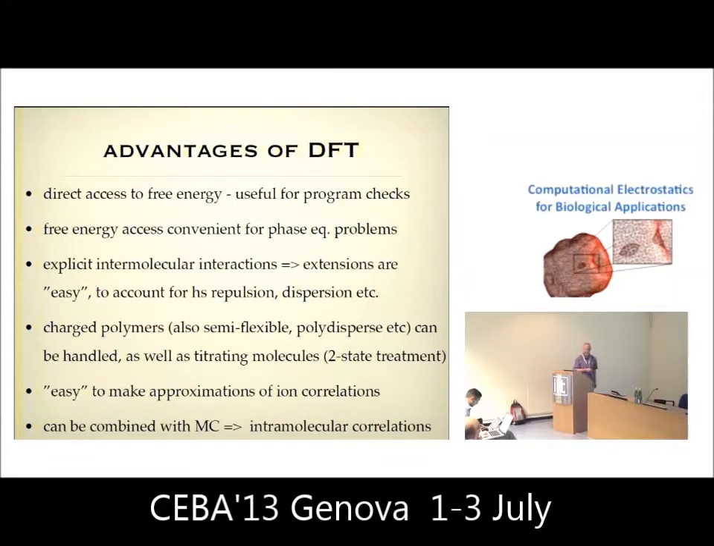And you can treat titrating polyions or polyelectrolytes, but also, of course, titrating just ions if you have simple ions as well. That requires you to have a two-state treatment of the molecules. And then it's also relatively easy to make approximations of ion correlations, and I will show you some examples of that. Well, one can also in principle combine with Monte Carlo and get an improvement of intramolecular correlations in polymers, for instance.